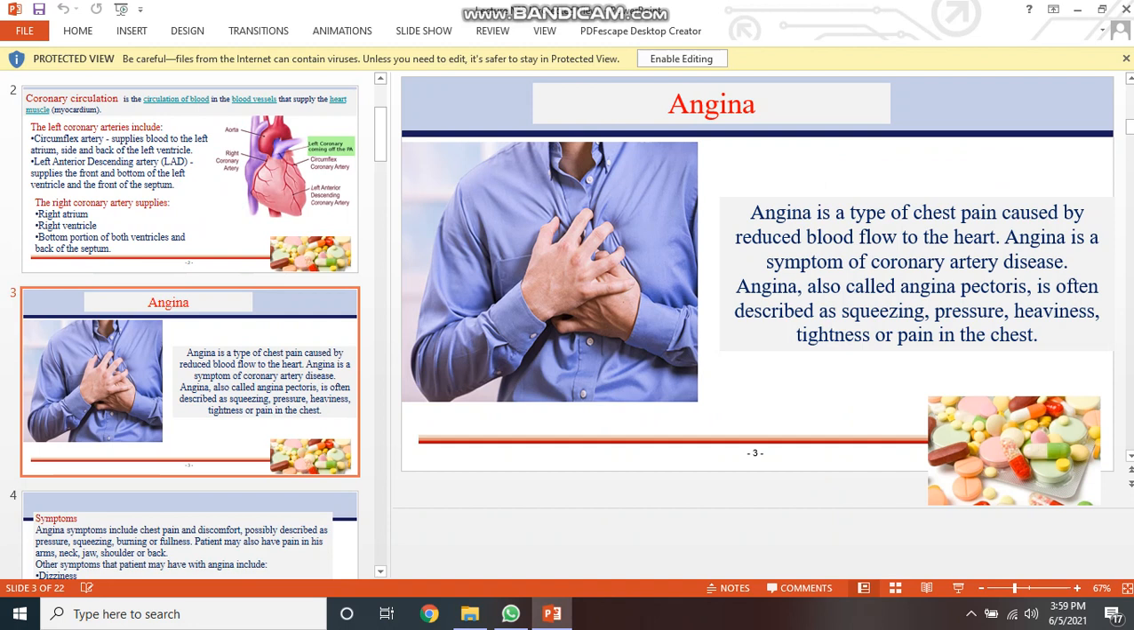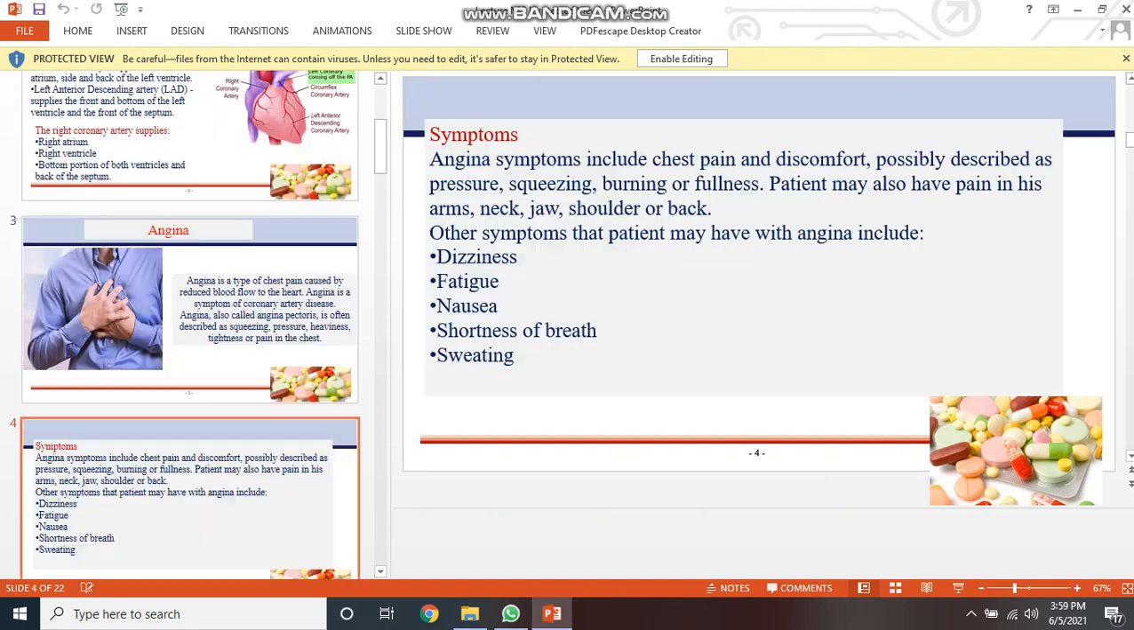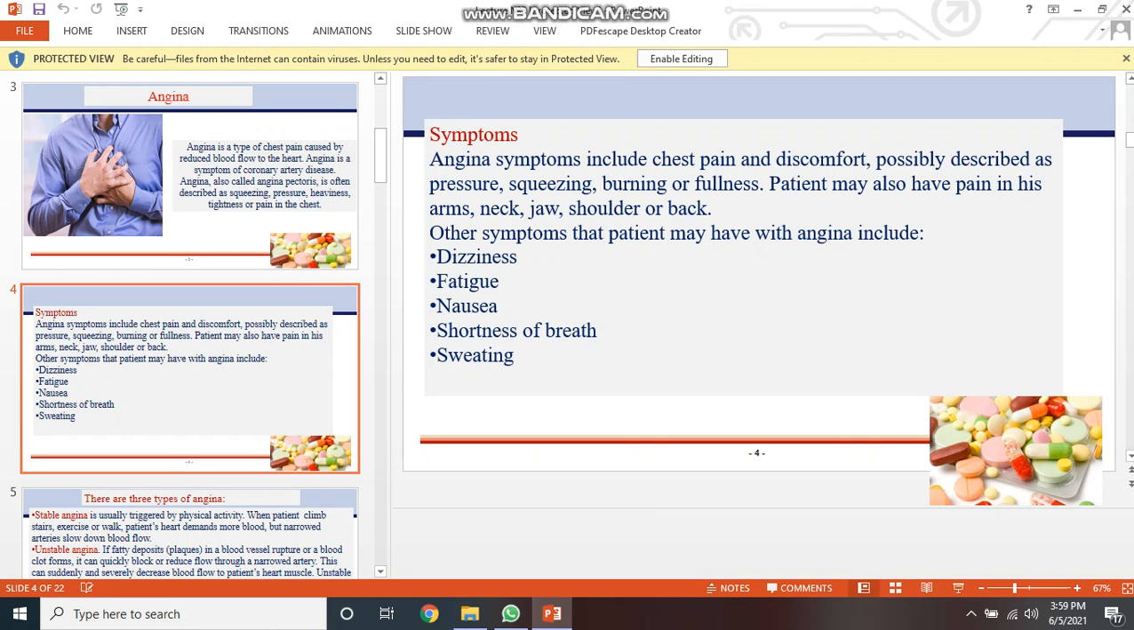Next one is angina. Angina is a type of chest pain caused by reduced blood flow to the heart. Angina due to coronary artery disease is called angina pectoris, and is often described as squeezing, pressure, heaviness or tightness and pain in the chest. Symptoms include chest pain or discomfort, possibly described as pressure, squeezing, burning or fullness. The patient may also have pain in the arm, jaw, shoulder or back. Other symptoms include dizziness, fatigue, nausea, shortness of breath and sweating.